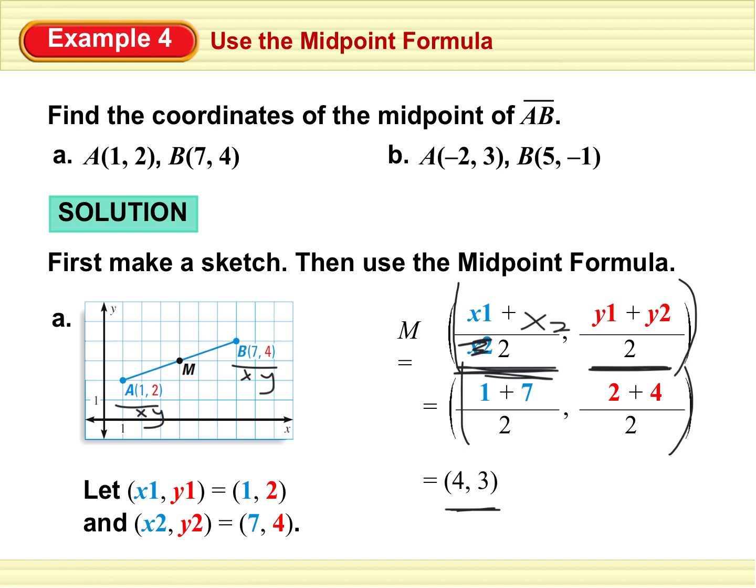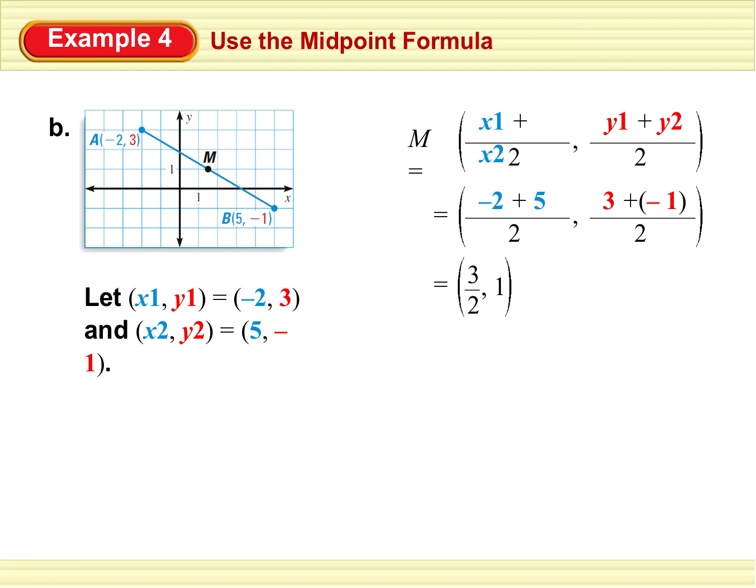So it's 1 plus 7, divided by 2, and then 2 plus 4 divided by 2. We'll do practice. Looking at this one, they added the x's, divided by 2, added the y's, divided by 2, and then they just evaluated them. What does that mean? Solved. So they solved these right here. Evaluate means solve.